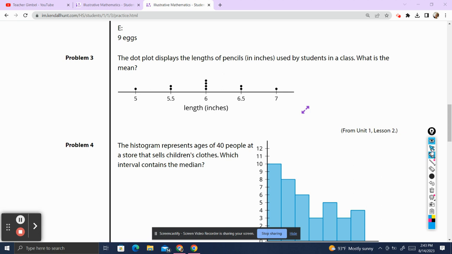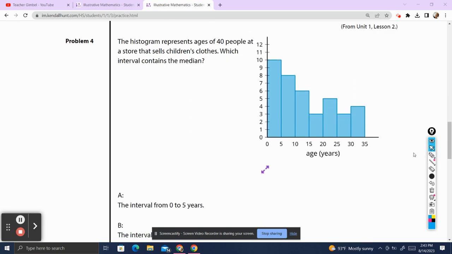Question number 4. The histogram represents the ages of 40 people at a store that sells children's clothing. Which interval contains the median? So again, first I'm going to situate myself with what I see. So down here we have ages. So there's a 0 and a 5 over here. We know it's a histogram, so we know this represents the number of people that are between the ages of 0 and 5. This over here represents the number of people that are between the ages of 5 and 10. This box over here represents the number of people.